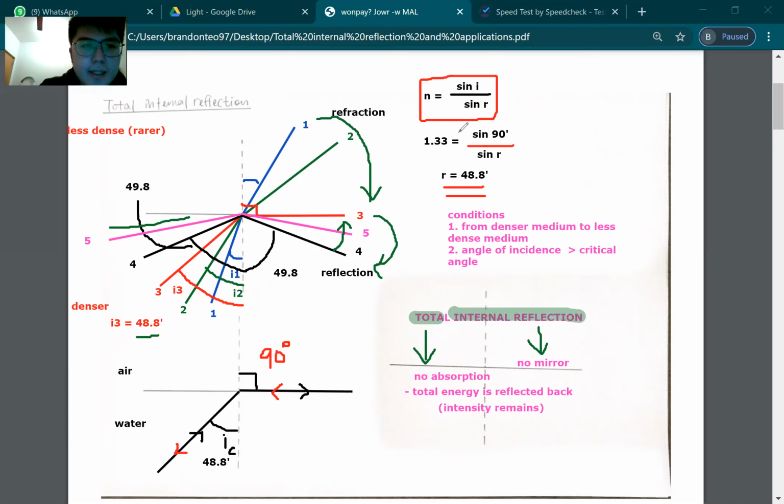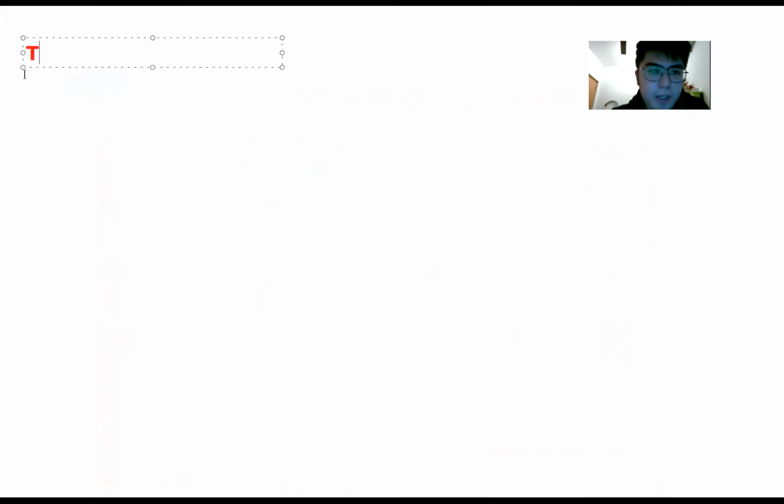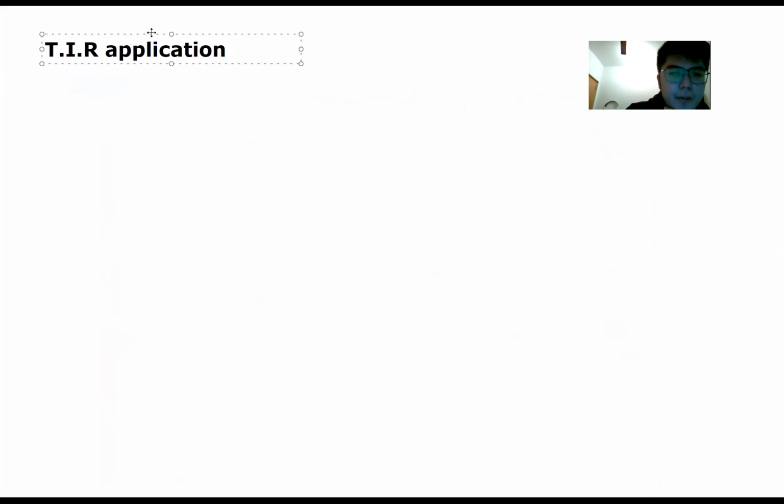Okay, so the first thing is total internal reflection. I just short form it as T.I.R. Application. The first one is a very popular one. You will hear it every time.